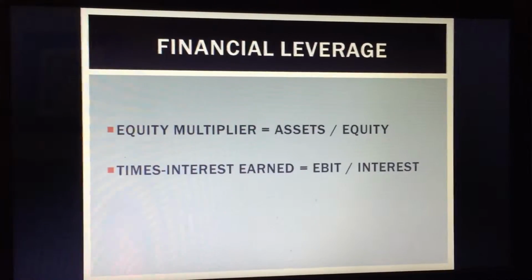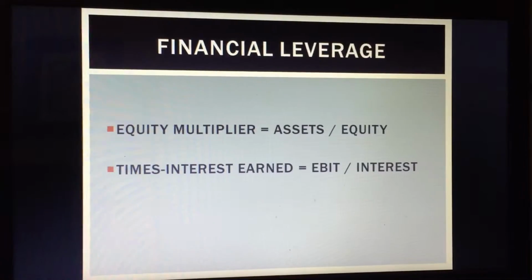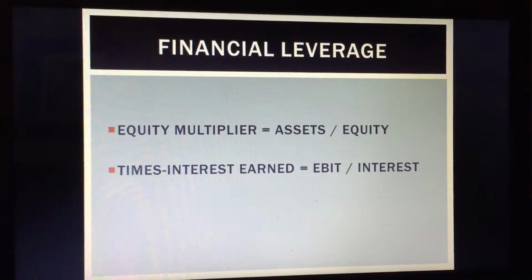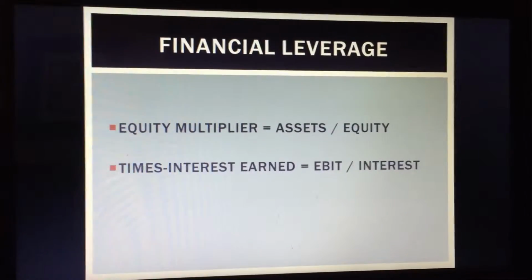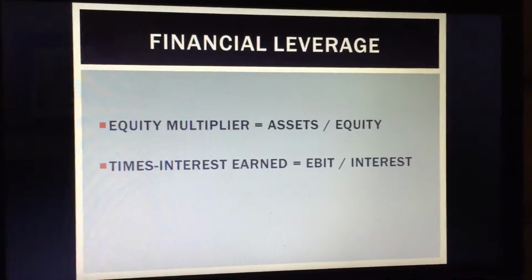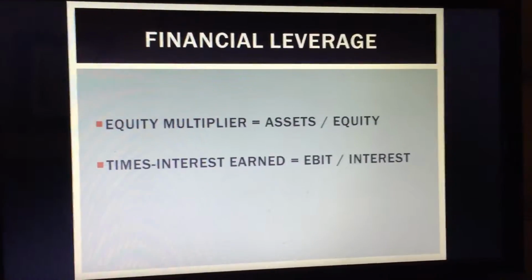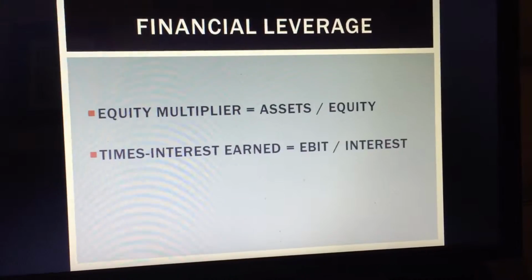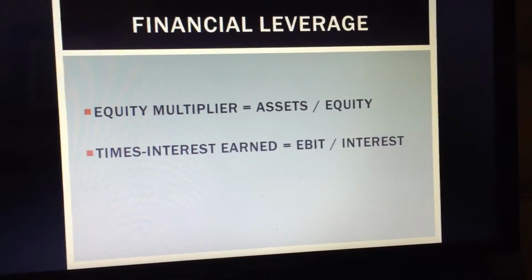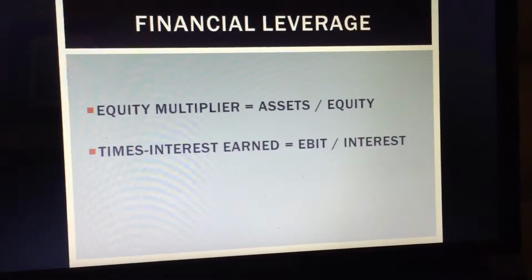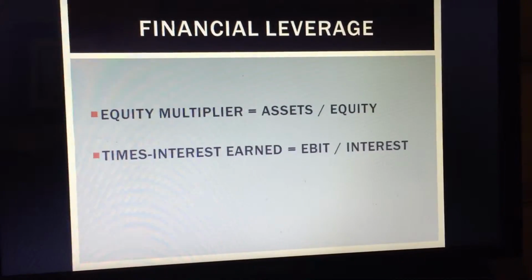The financial leverage ratios are the equity multiplier and the time interest earned. The equity multiplier shows how many dollars in assets over the dollars in equity, and you would come out with a ratio. This should always be high, and it would show that they are using the equity correctly for assets.